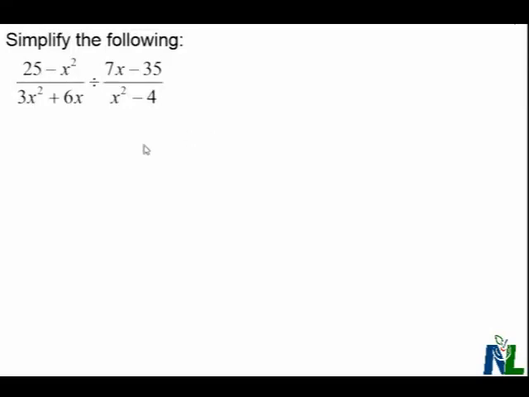In this example, we'll be going over dividing two rational expressions. So before I go through the process of dividing, what I'd like to do is make sure everything in my beginning expression here is factored. So I'm going to start with 25 minus x squared. That's a difference of squares, and I'd like to rewrite that as 5 minus x and 5 plus x.